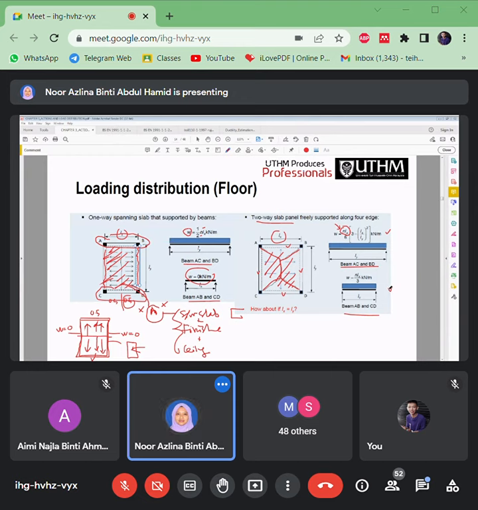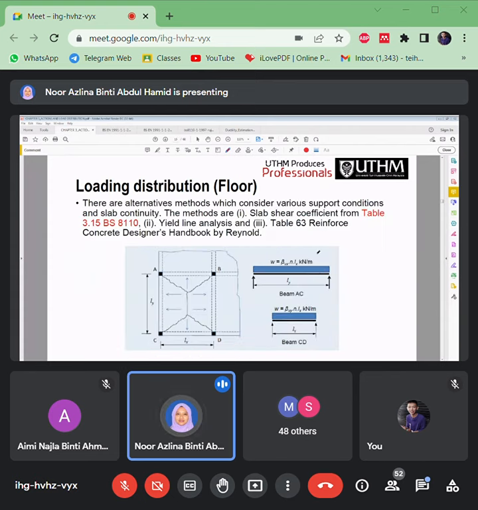But the Eurocode comes up with a simplified method, where you just refer to the table for its coefficients, and then just multiply with the N and multiply with the LX. The table is in BS 8110, Table 3.15. So I put a star here. You need to know where the table is. You need to open British Standard 8110.